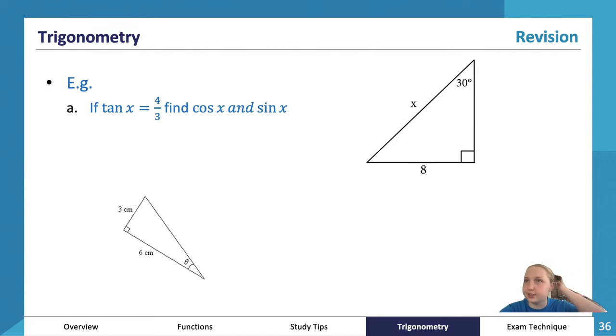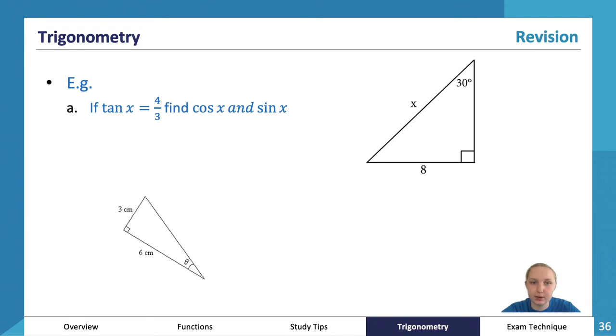Alrighty, so let's have a look at this one together. A lot of this trig section of the lecture is going to be just about doing example questions, so hope you've got some paper in front of you. If we've got tan x equals 4 on 3, this essentially represents the opposite over the adjacent. So we know our opposite is going to be 4 and our adjacent is going to be 3.